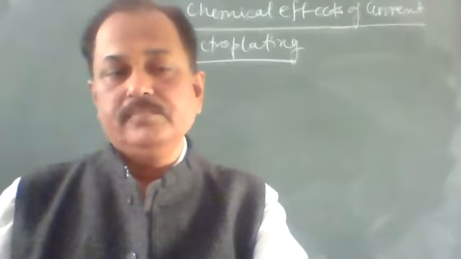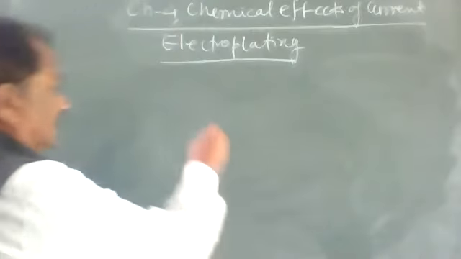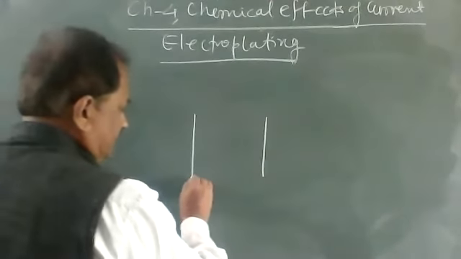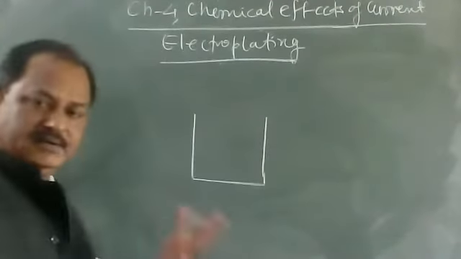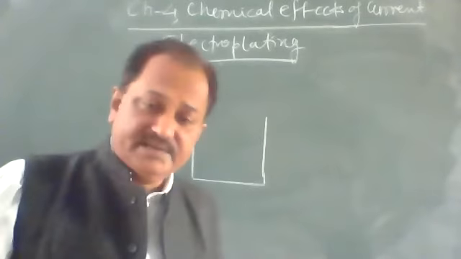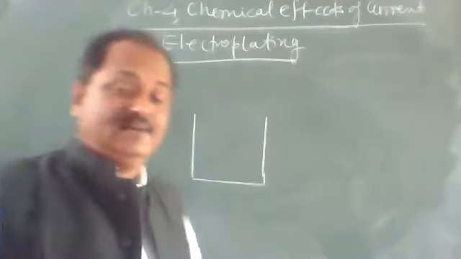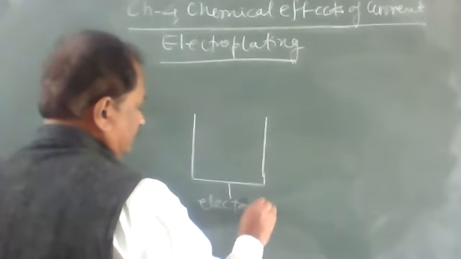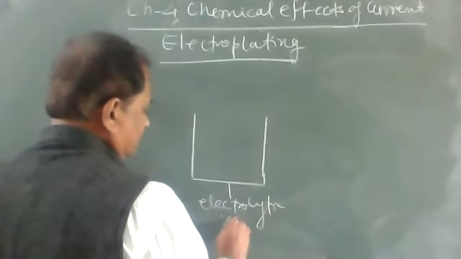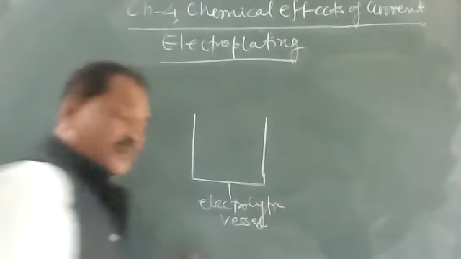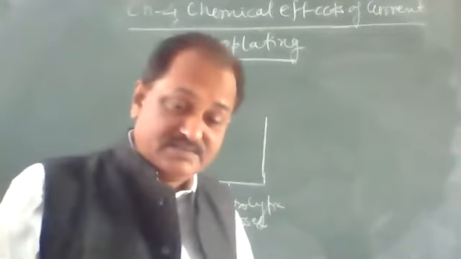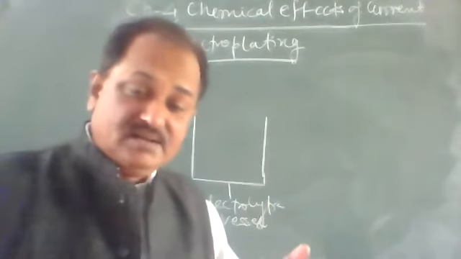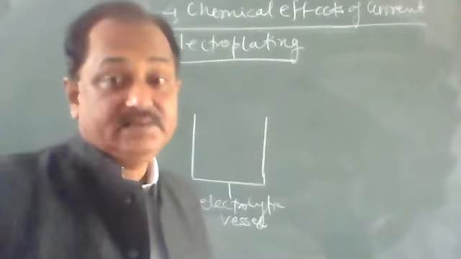Now in electroplating, a vessel is taken. In the laboratory, you can take a beaker, but this vessel is called an electrolytic vessel. In this, basically, electrolysis takes place. Electrolysis: electric current, lysis means to break. So breaking of molecules by passing current.